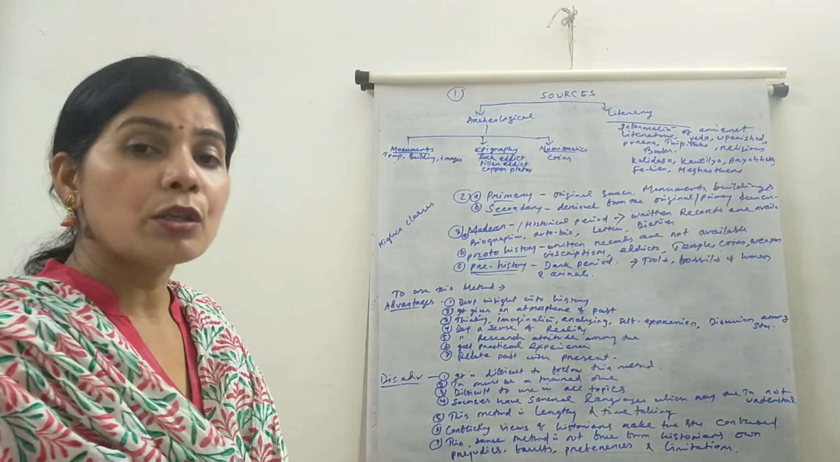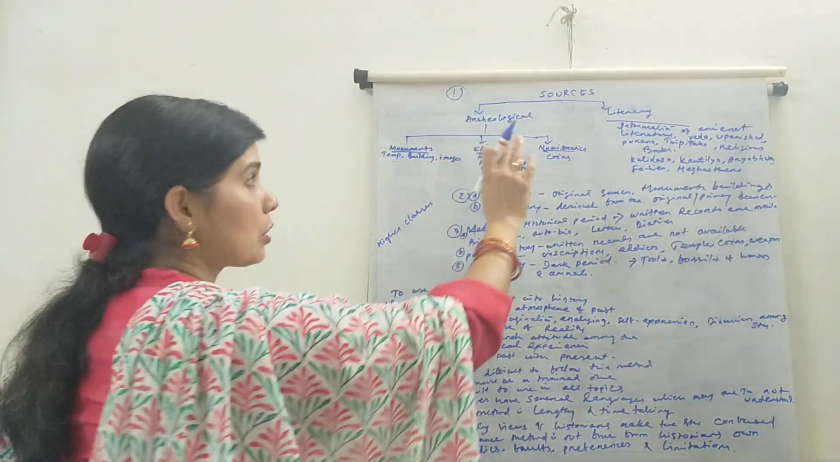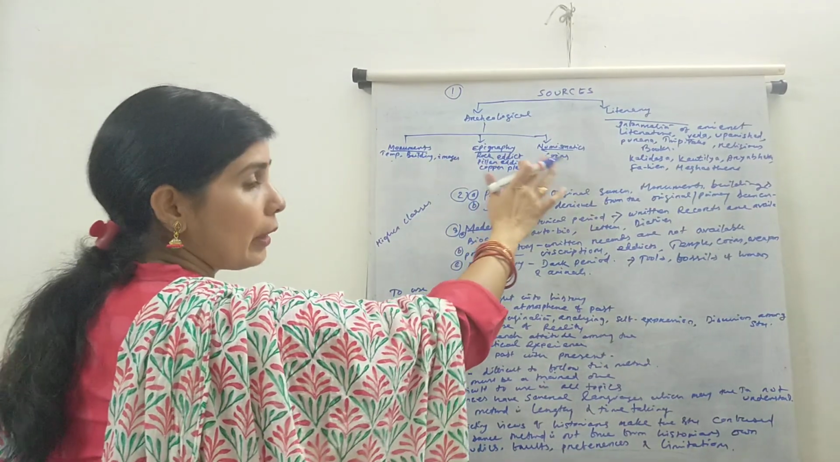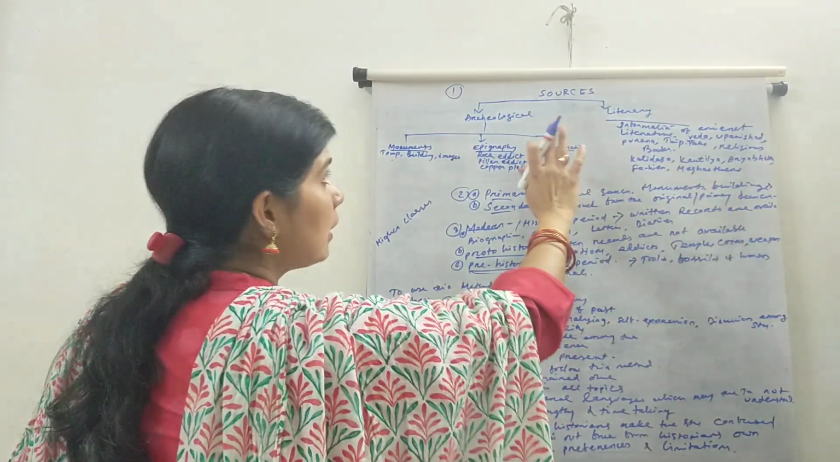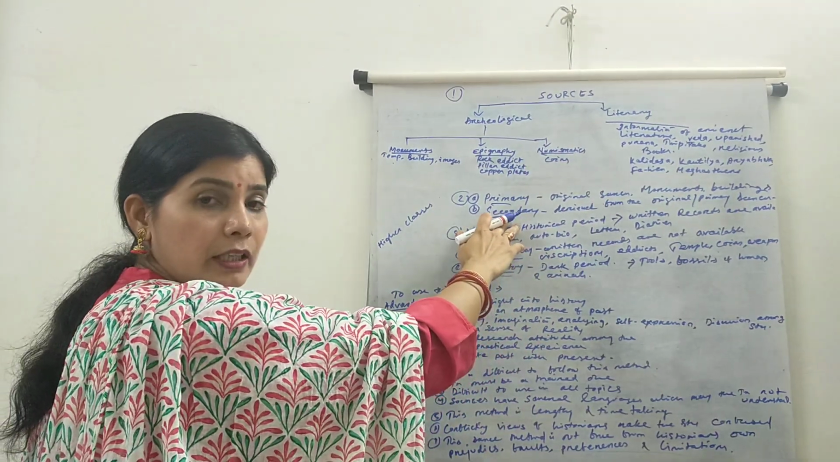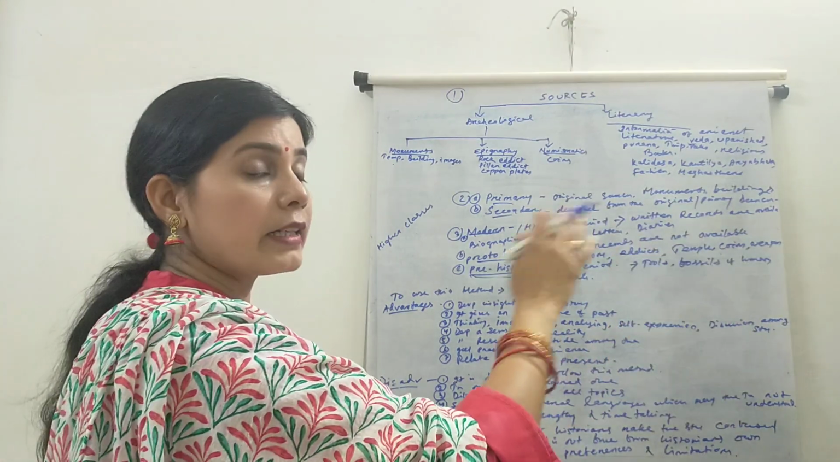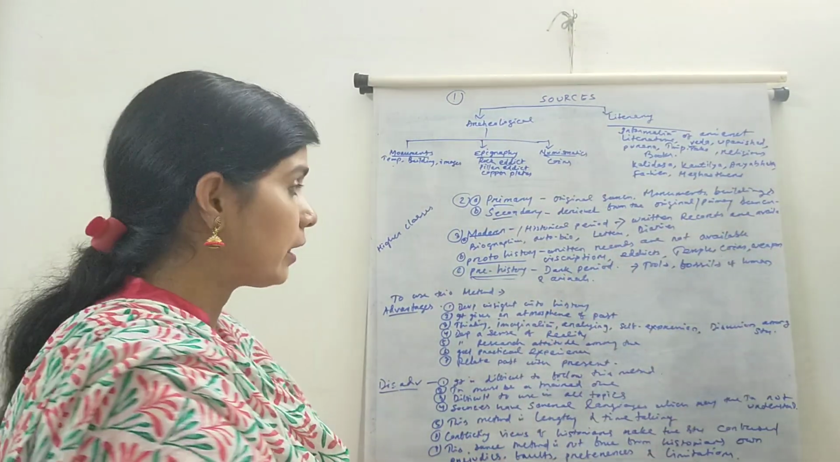So these are the sources of history. First, sources are divided into archaeological and literary; archaeological has monument, epigraphy, numismatic. Literary sources are Veda, Upanishad. Then again sources are divided into primary and secondary. Primary is the original one and secondary is the information that we gained from the original one.